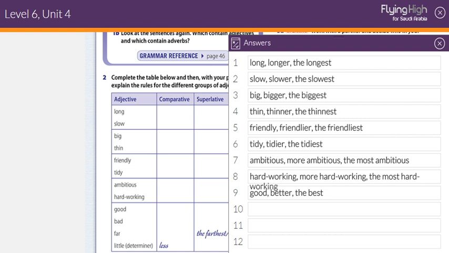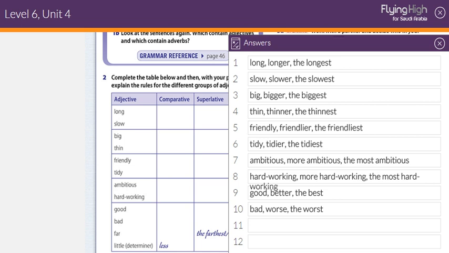The adjective bad: the comparative of bad is worse. When we compare between two persons, we use worse. I said that girl is worse than that boy. And the superlative is the worst.